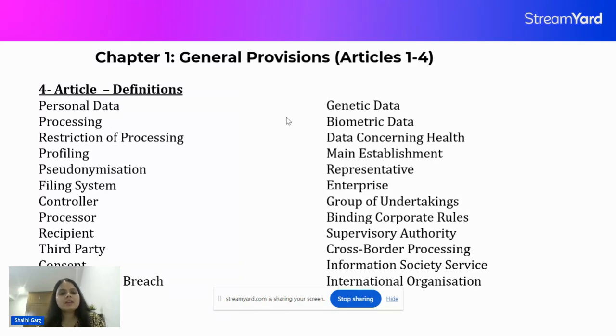Now, filing system. Simply, a structured set of personal data accessible by specified criteria. So any structured set of data which we have kept in a file, and we can access it by some specific criteria, is known as a filing system.